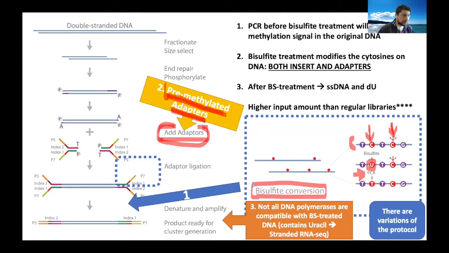So in this case, we're using either Taq polymerase, which is able to read the uracil, or engineered polymerases that have been modified to recognize the uracil and be able to amplify a uracil, okay?